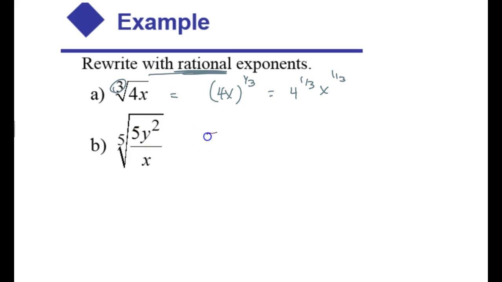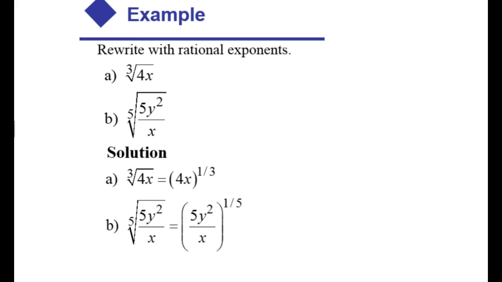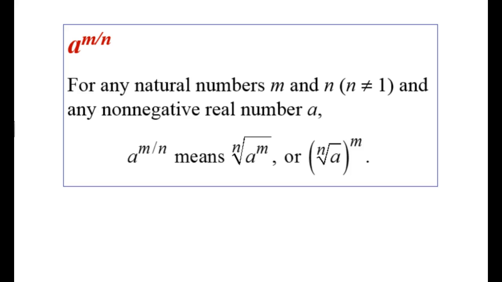So this would be 5y squared divided by x all raised to the 1/5 power. I think I would leave it in that form. Good. The author did likewise. So again, roots growing on the bottom. So this is the nth root. So this n is pronounced, and this whole thing is pronounced the nth root of a to the m.